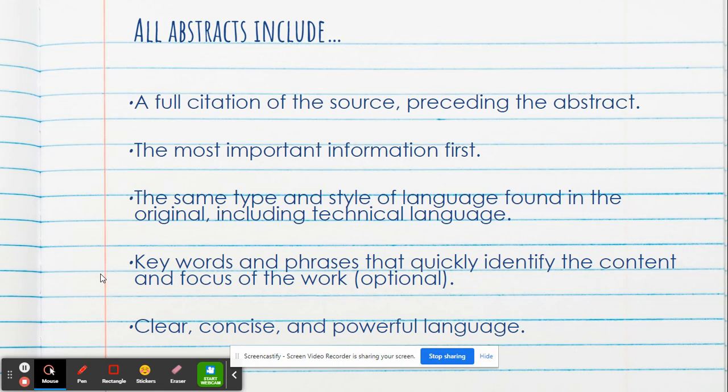Though optional, it can be very helpful. And you want it to have clear, concise, and powerful language. Sometimes I will call these the ABCs of an effective abstract. You want it to be accurate. You want it to have brevity, clarity, and just be very direct in your language.